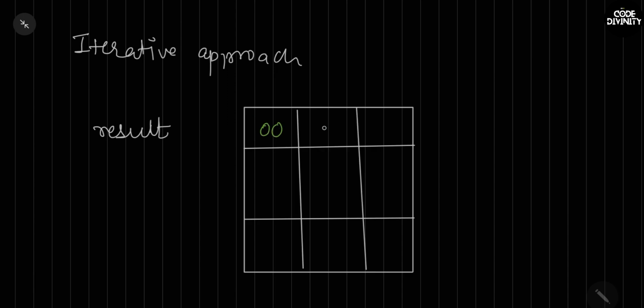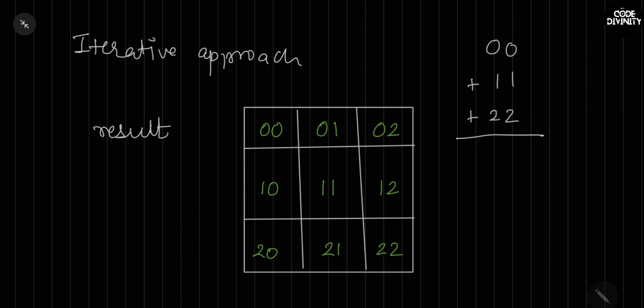In order to solve this problem, we will be using an iterative approach. In this iterative approach, we will iterate across this 2D matrix and we will add all the diagonal elements into our result variable. Now let's take an example of a matrix. So our first diagonal will be 0 0, 1 1 and 2 2. We will add them to receive the sum of our first diagonal.